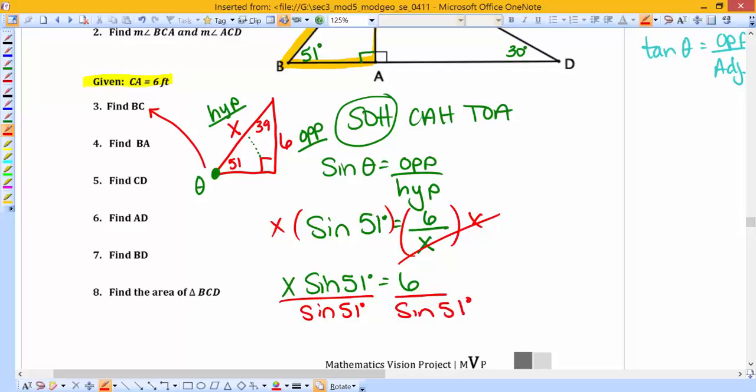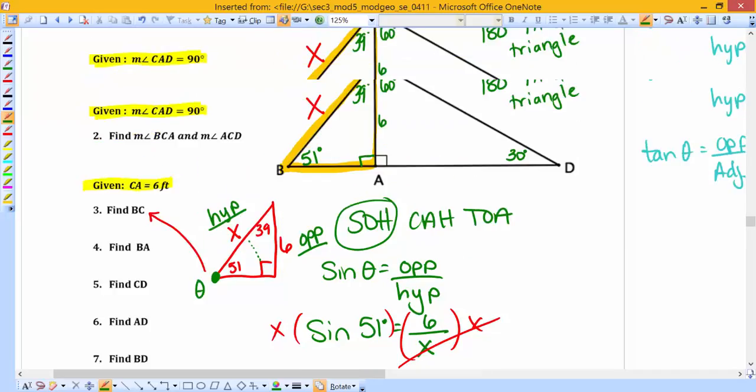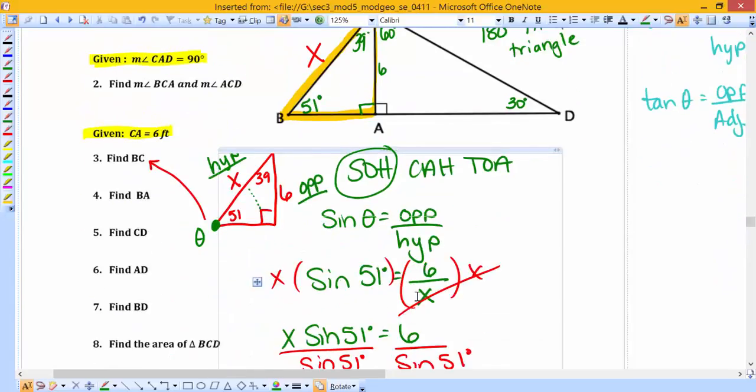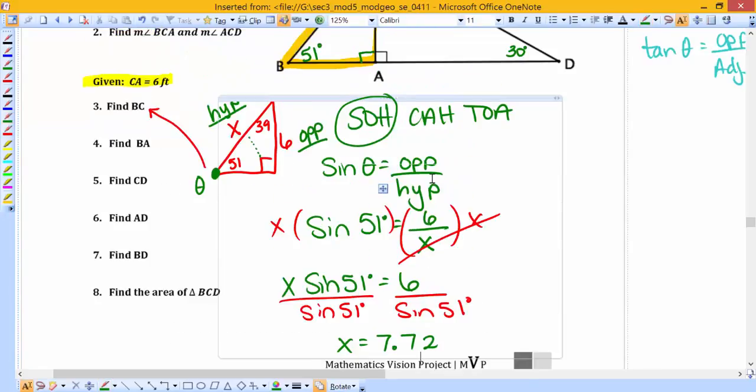So I can use my calculator now. So x is going to equal, and again, your calculator needs to be in degrees, 6 divided by sine of 51. And I end up getting 7.7. Did it tell me how much to round? To the hundredths. So this is 7.72. So that's my answer for 3.